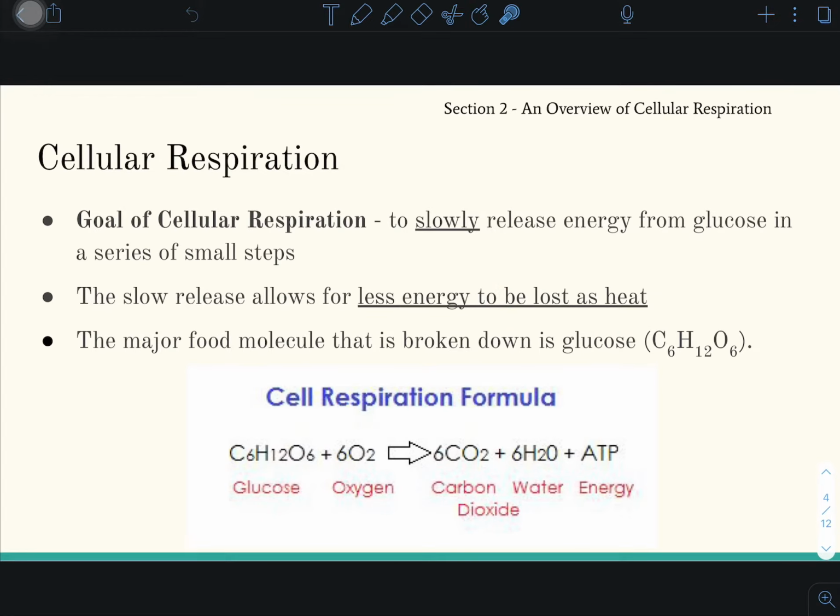The major food molecule that we generically talk about is glucose, C6H12O6. There are other sugar molecules, but that's the generic one. Glucose is our food source, and that's what plants make. So we're going to take glucose and oxygen in order to make carbon dioxide, water, and ATP. And this ATP is energy that is stored in our cells.